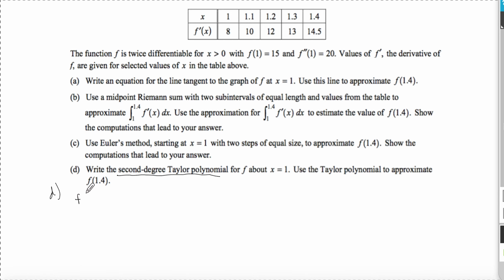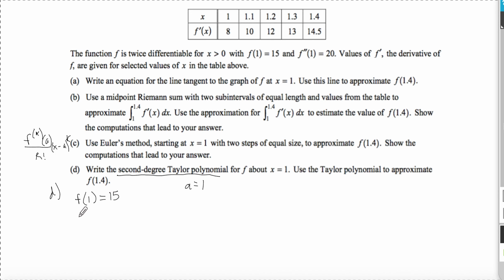That means I need f of 1. Remember our Taylor polynomial formula here. I need the kth derivative of f at a over k factorial times x minus a to the k. In this case, I know my a value is 1, and f is my stuff given. All right, so f of 1, what do I know about f of 1? That's the 0th derivative of f, so just f of 1 is 15.